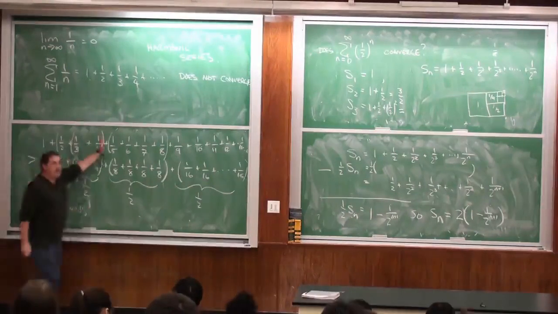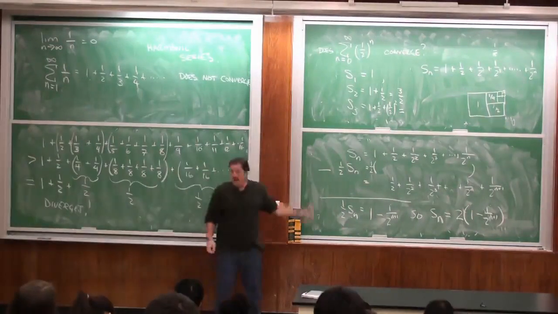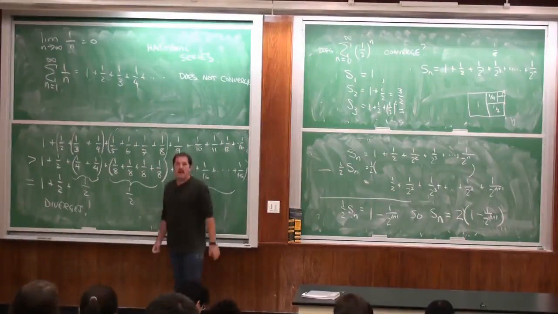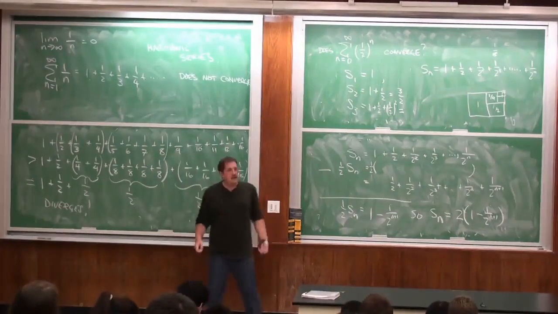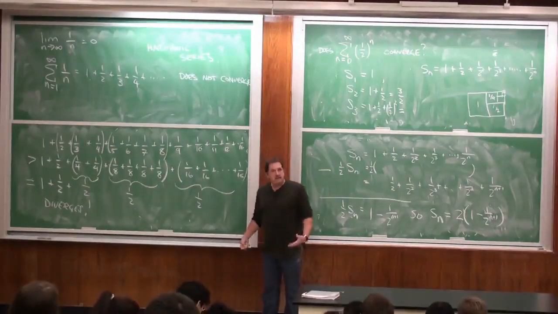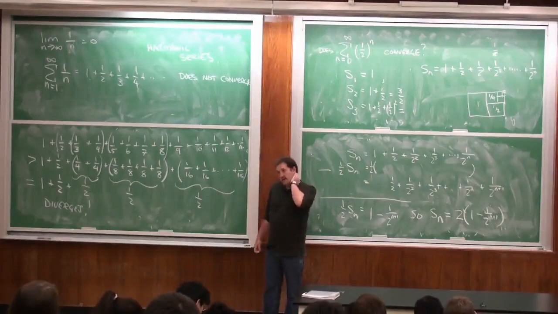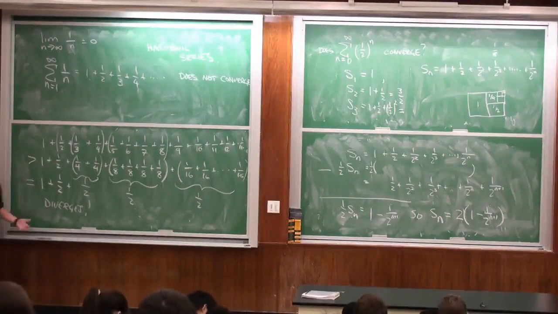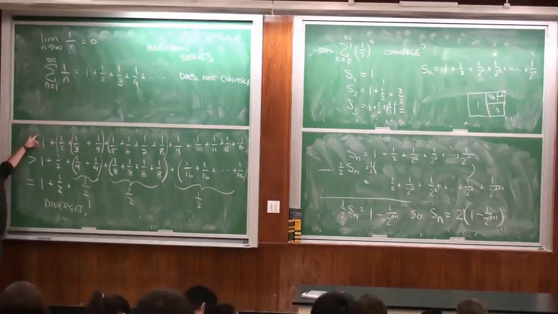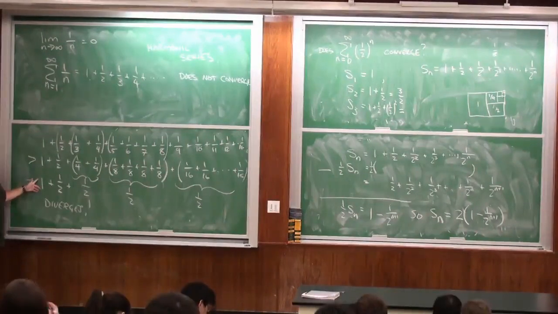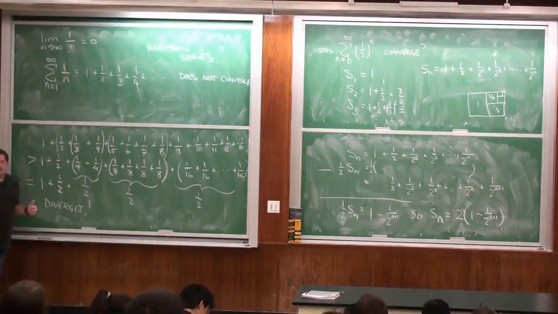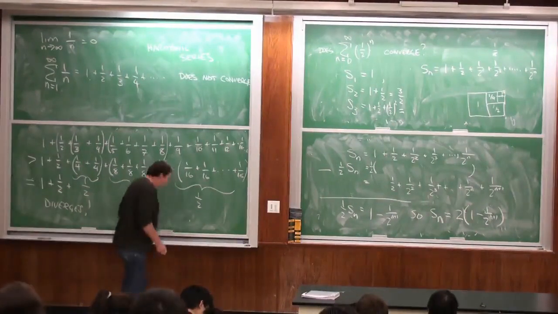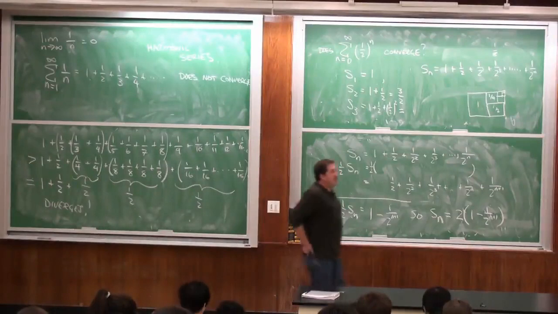I shaved off things and made them smaller, and I wound up with something that gets as big as I like. Takes a long time to get there, but it gets as big as I like. So again, I use this comparison test, and I show that the harmonic series is bigger than the series of just adding a lot of halves together. You just have to wait a while to add together those halves. So I will pick up with this kind of thing on Friday.